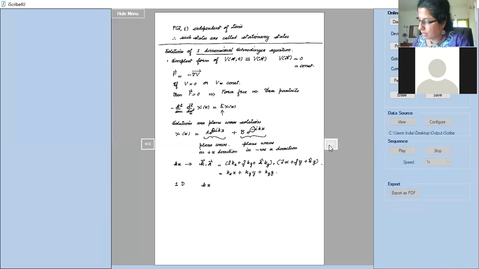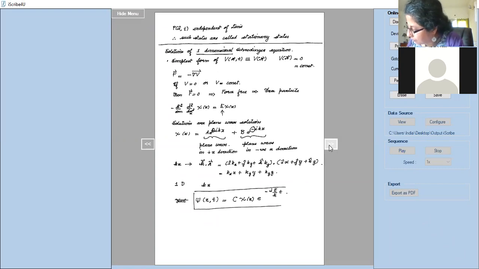Now, what is the complete solution for this? I have not written the correct form. That should be this. X of t will be nothing but some normalization constant, which of course is a bit tricky when it comes to free particles, times e to the power of minus i E by h cross t. So this is your total solution, your complete solution for the free particle. The general solution of course looks like this.